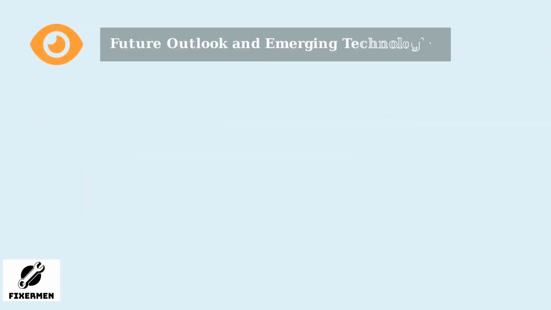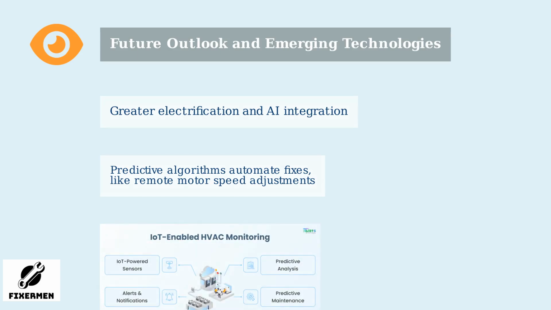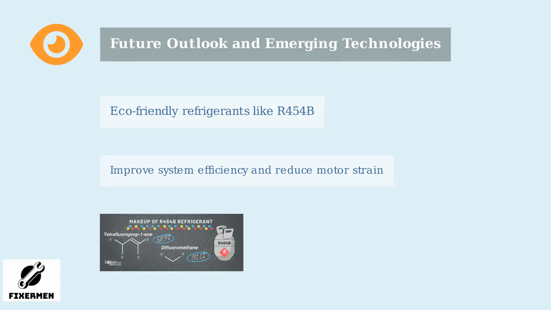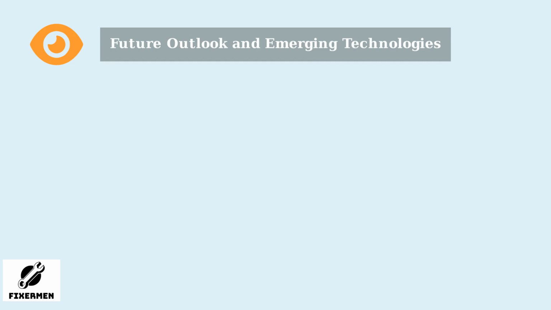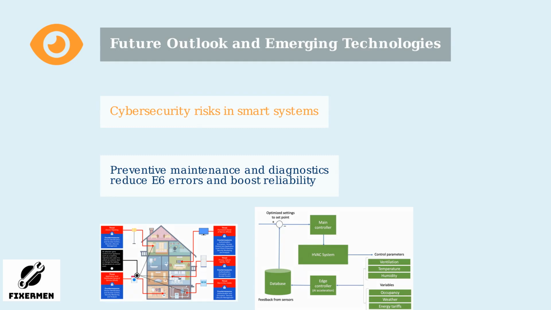The future of HVAC systems points toward greater electrification and AI integration. Predictive algorithms could automate fixes, such as remotely adjusting motor speeds to prevent E6. Eco-friendly refrigerants like R454B are improving overall system efficiency and reducing motor strain. While challenges like cybersecurity risks in smart systems exist, the trend toward preventive maintenance and advanced diagnostics promises to decrease the occurrence of E6 errors and improve overall system reliability.